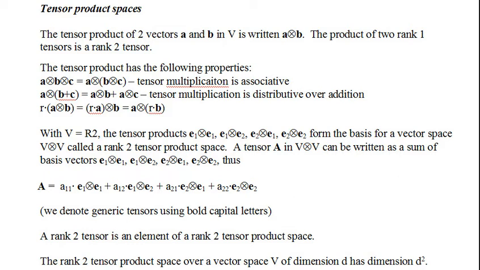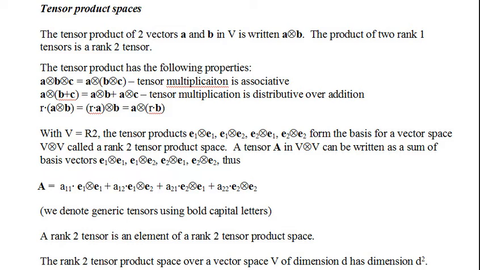Given a vector space capital V, the tensor product of two rank 1 tensors, i.e. vectors, A and B, is denoted by A cross B, where the cross is a special symbol consisting of a cross and a circle. Tensor multiplication is associative, and it is distributive over addition. Tensor multiplication is not commutative. And multiplication of a tensor product by a constant is equal to the tensor with any factor multiplied by the same constant.